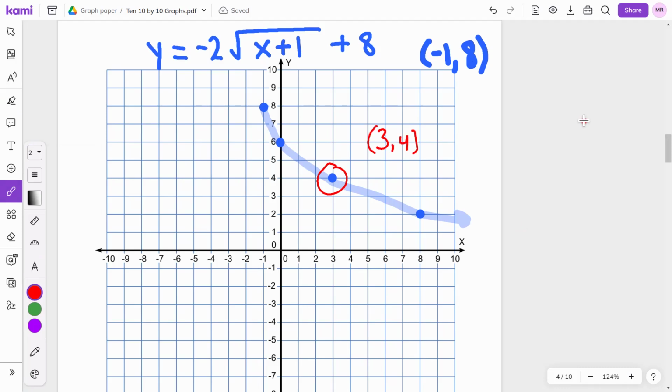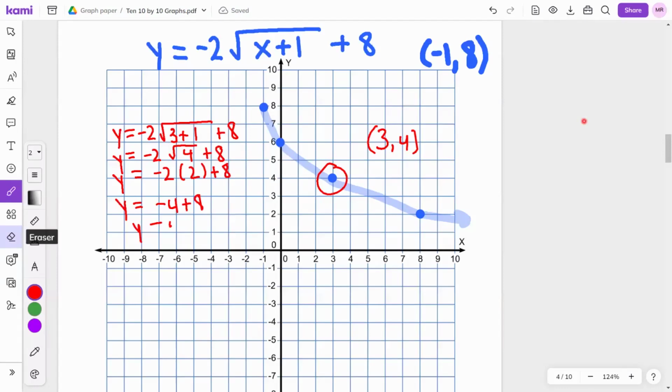If I put a 3 into that equation, I would have y is equal to -2 times the square root of 3 plus 1. I'm going to get a 4 underneath that. The square root of 4 is going to be a 2. And then I'm going to have a -4 when I do that math, plus 8, which is going to give me a 4.